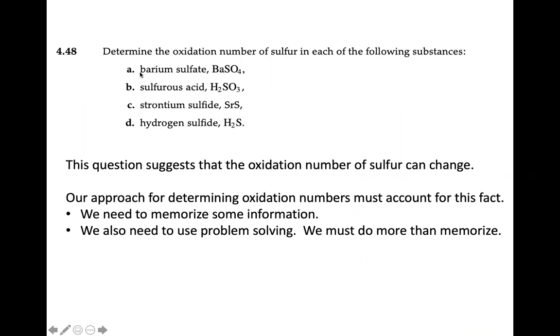Now, what we're going to find is that we're going to have to memorize a little bit, but we also need a problem solving approach. We can't just memorize every single compound. We must do more than memorize. We sort of need a plan. So let me step you through a plan that will allow us to get the oxidation number for any atom in any compound.